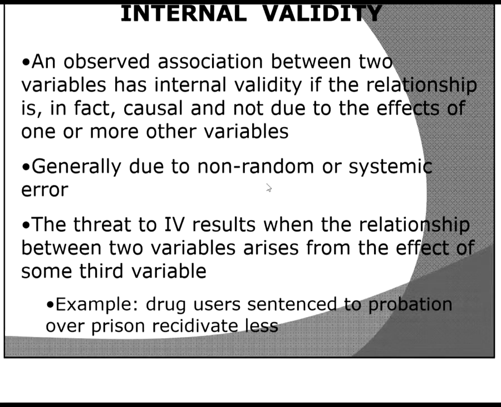Now, internal validity is an important thing. Generally due to non-random or systematic error. The threat to internal validity results when the relationship between the variables arises from the effect of some third variable. So, like I said, the spurious effect.